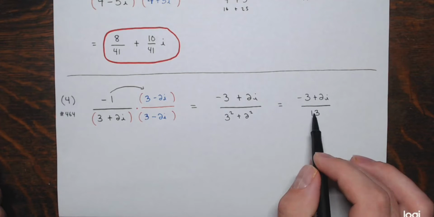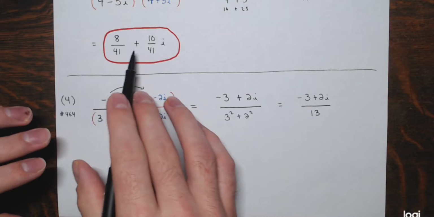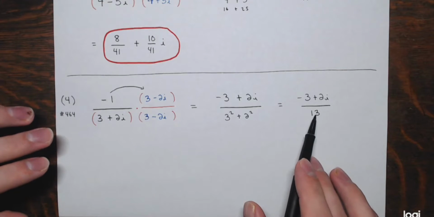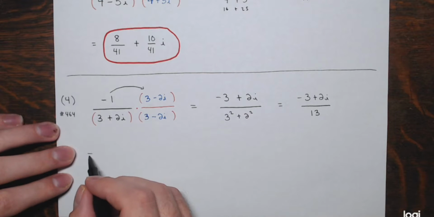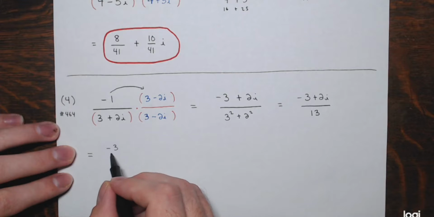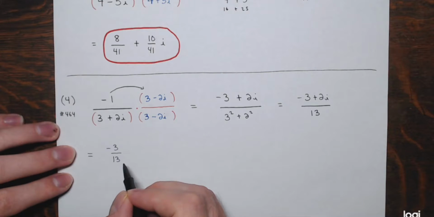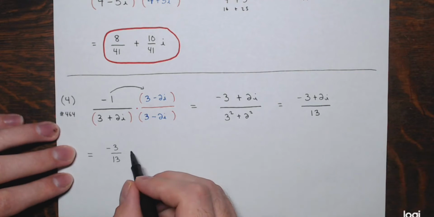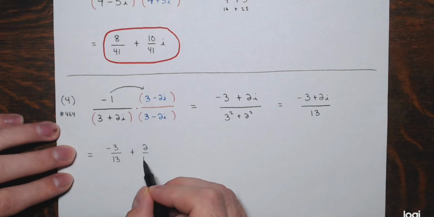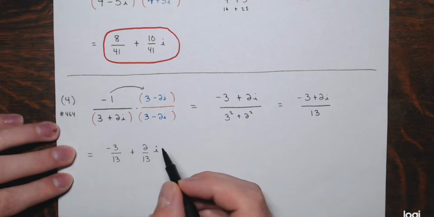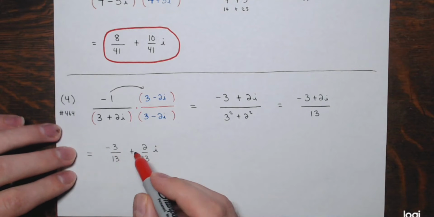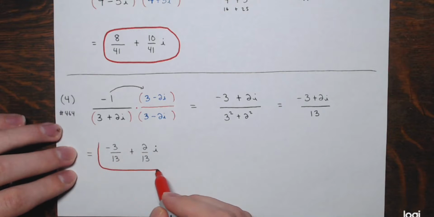But once again, I'm trying to write it in the standard form here, so let's get a real number and an imaginary number added together. Divide each term in the numerator by 13. So for our real number term, we have -3 13ths. And for the imaginary number term, we have plus 2 13ths, times i. Wonderful. And these fractions do not simplify any further, so I'm done.